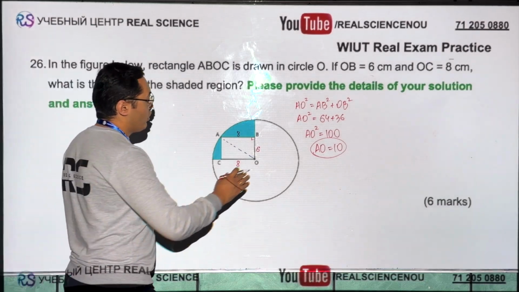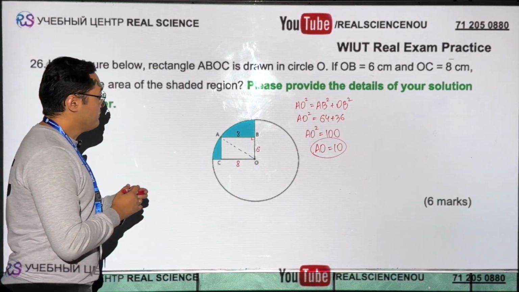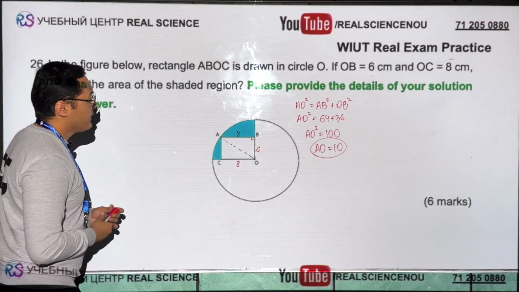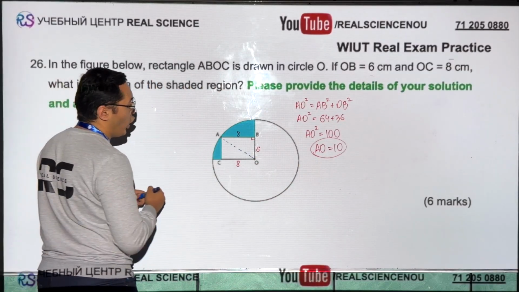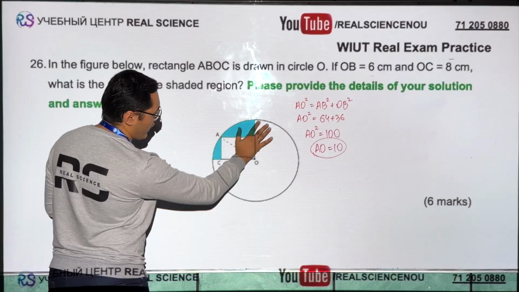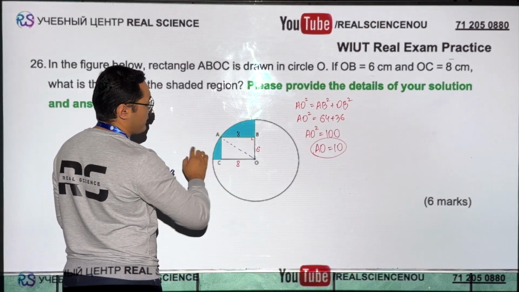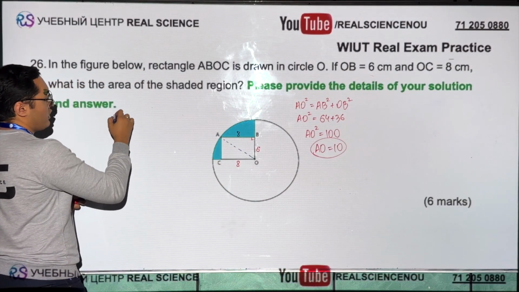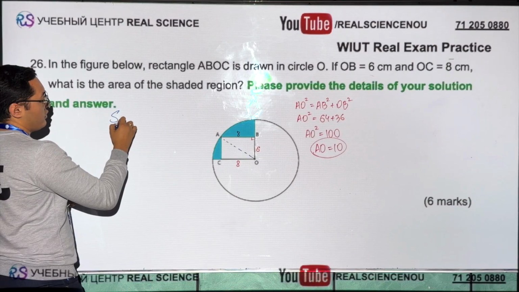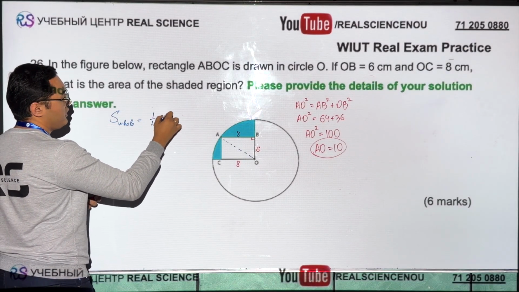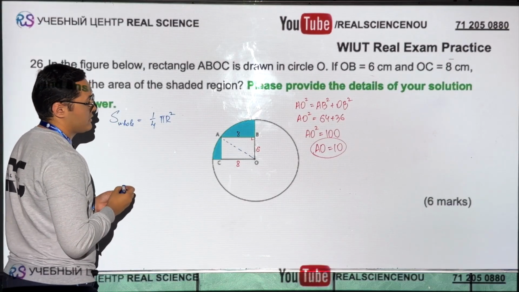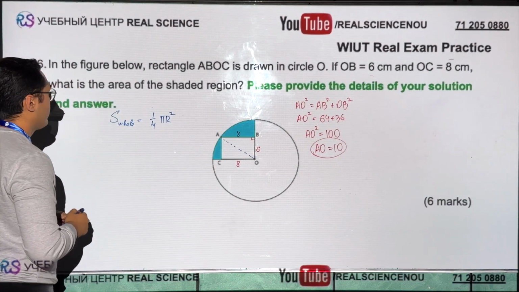Let's continue. AO is equal to 10 here. Because now we know the radius, we can find the whole area of this arc, not just the blue shaded area, but the whole area. The S of the whole thing is just 1/4 πR squared.